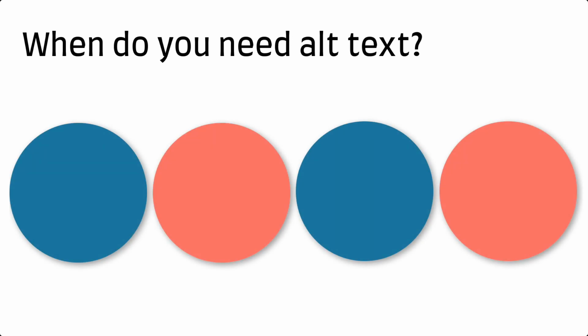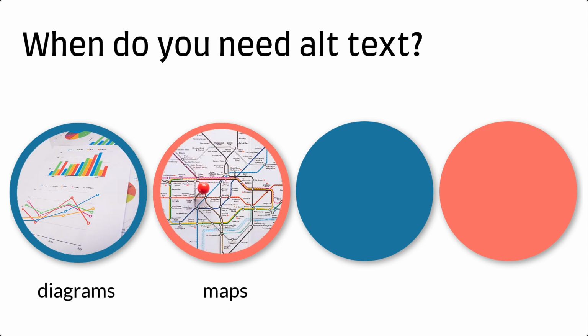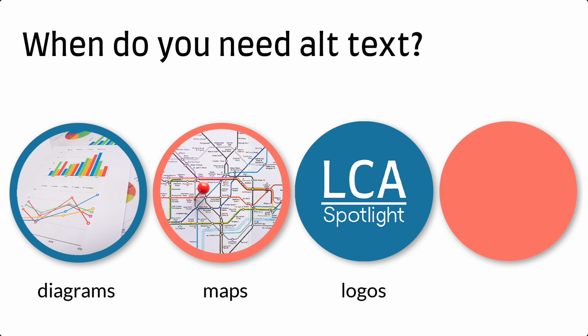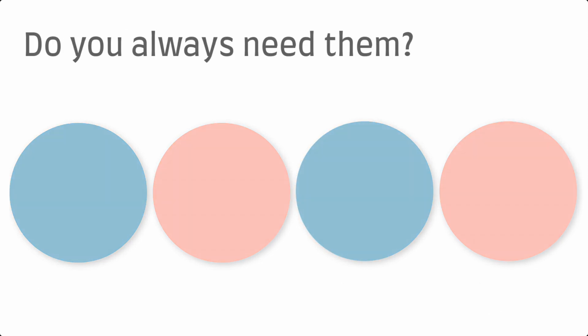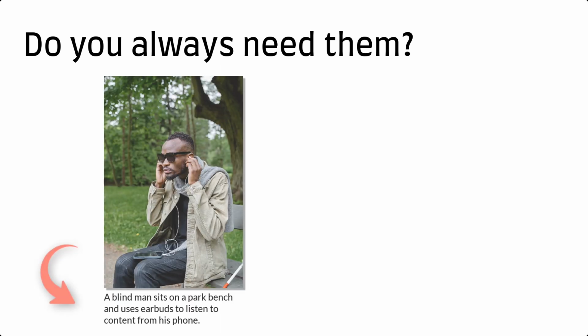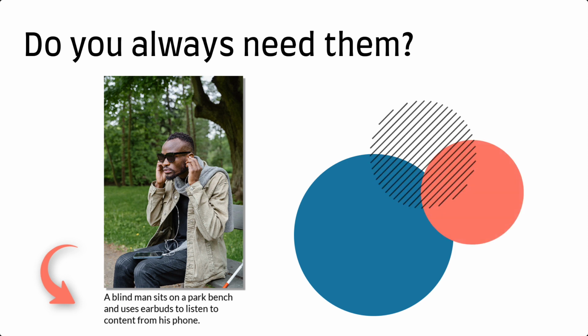So when do you need alt text? You need it with images, of course, but you also need it with other visual content such as diagrams, maps, logos, and functional items like buttons, for example. Do you need alt text for all images? No. The first rule of alt text is knowing when to use them. If the caption already gives a full description, or if the image is purely decorative and the learners would not miss anything if it had been removed, it's best not to use alt text and waste a learner's time.